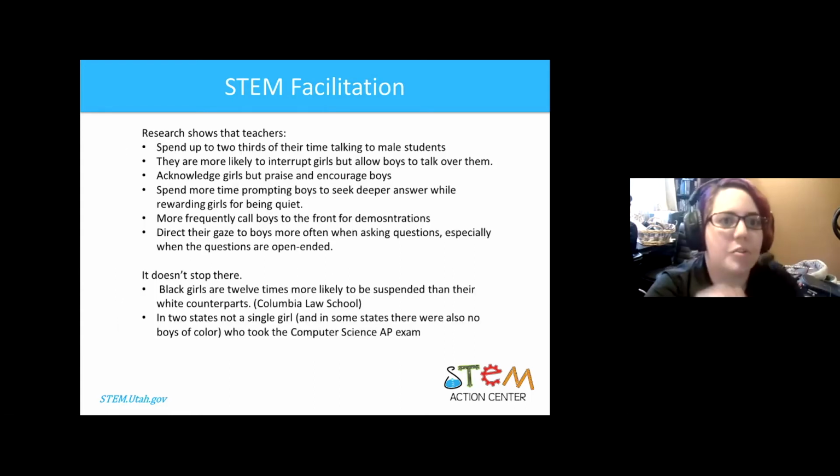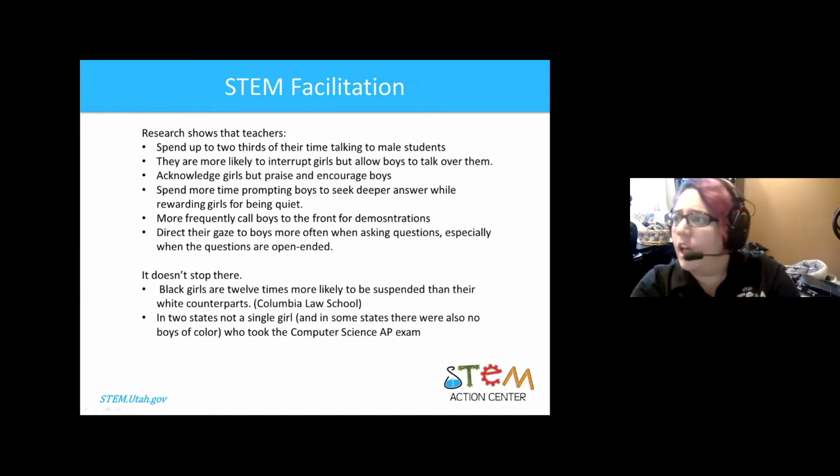Very briefly, we're just going to talk about facilitating for minority groups. I know a lot of programs that are through a lot of our local organizations really serve high needs groups. And there's a lot of research that shows that there are some problems in the way that we facilitate STEM. There are researchers, Myra and David Sadker and Karen R. Zittleman, who have published decades of work on this. And here is the summary of what they found.